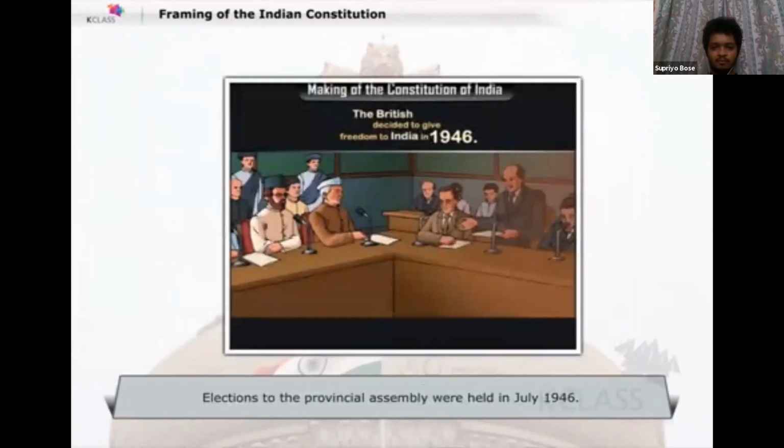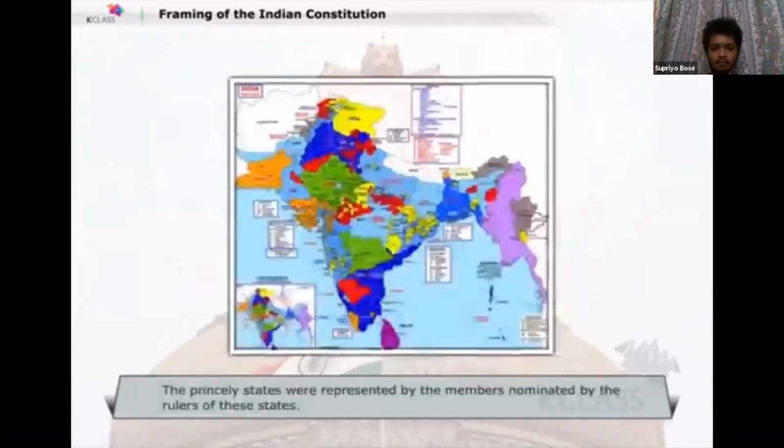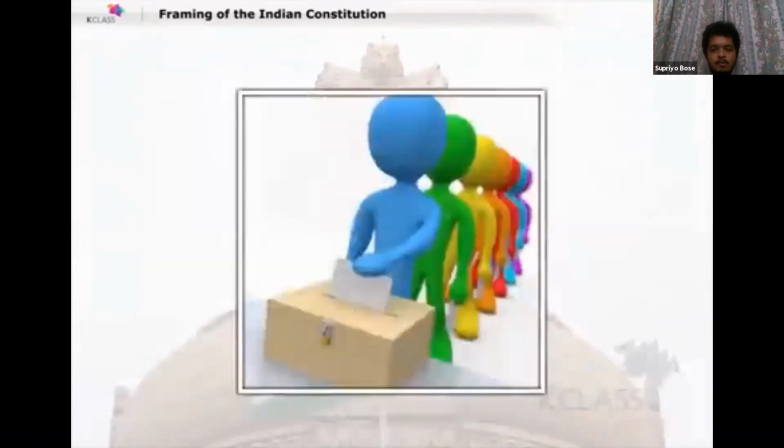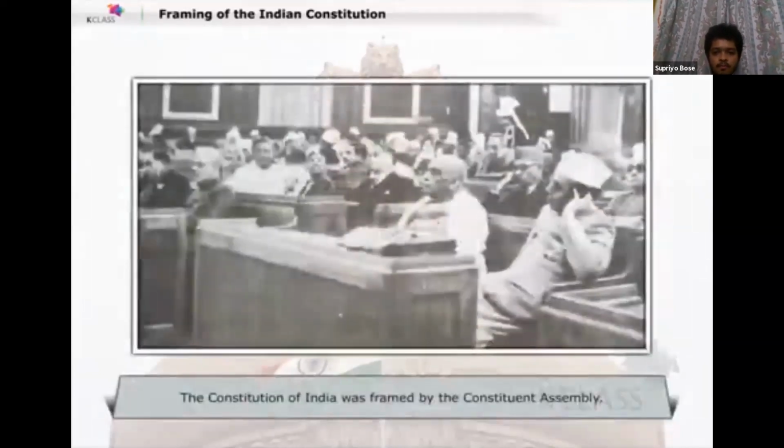Elections to the provincial assembly were held in July 1946. The princely states were represented by the members nominated by the rulers of these states. The Constituent Assembly of Undivided India consisted of 385 members, among them 292 elected and 93 nominated by the princely states. The Constitution of India was framed by the Constituent Assembly.